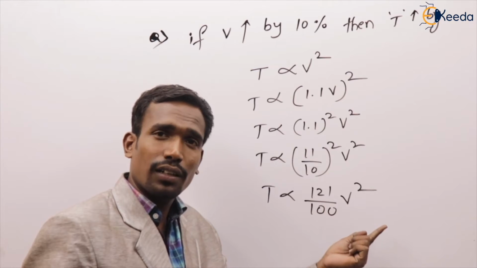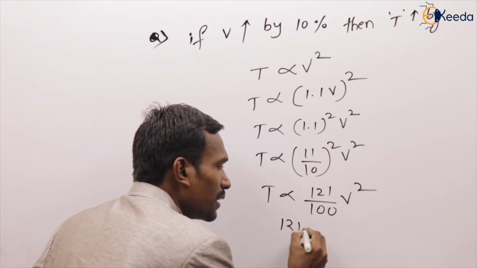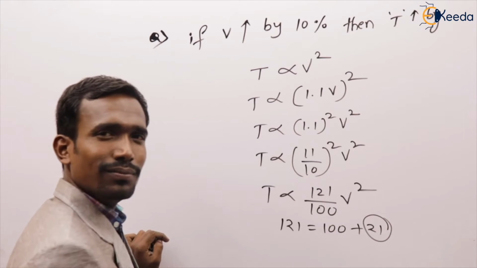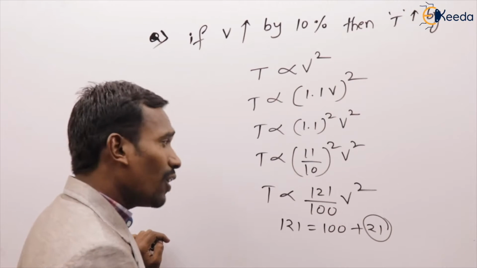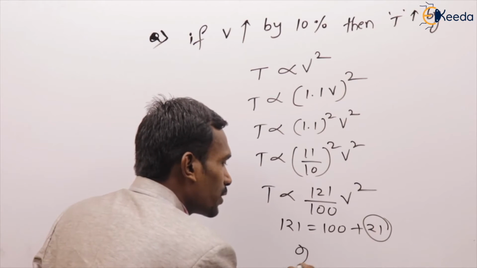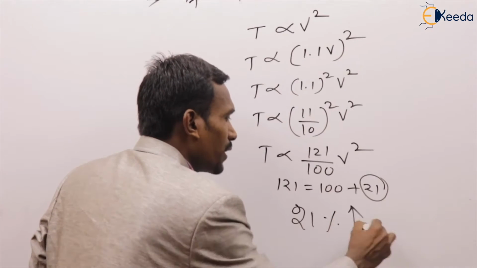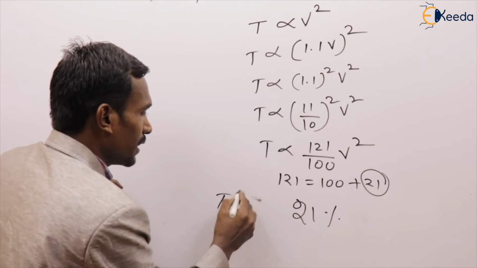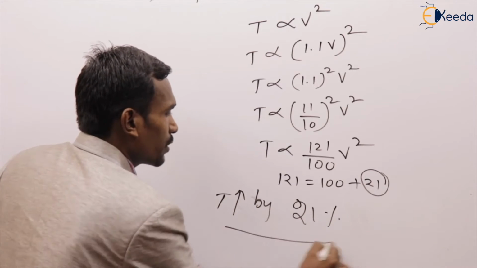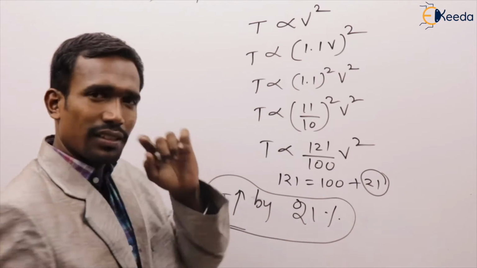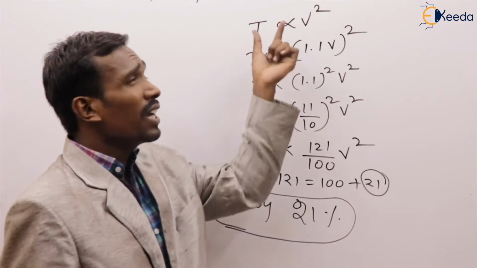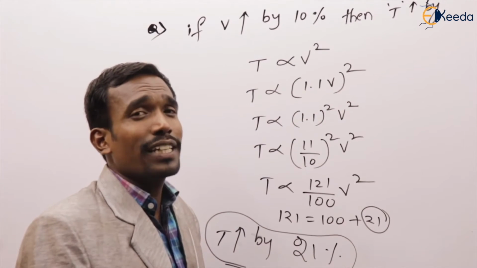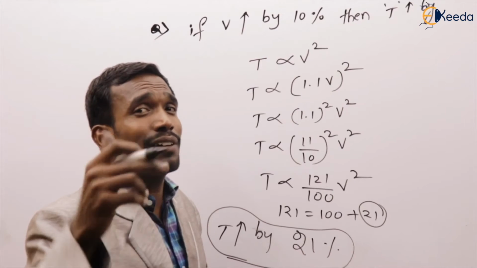121% of V square. 121% is nothing but 100 plus 21. Yes or no? So, the torque increased by 21%. Torque increased by 21% is the correct answer. Simply, if voltage increased by 10%, it is nothing but 11 square.